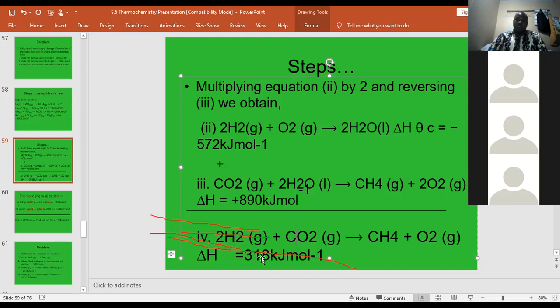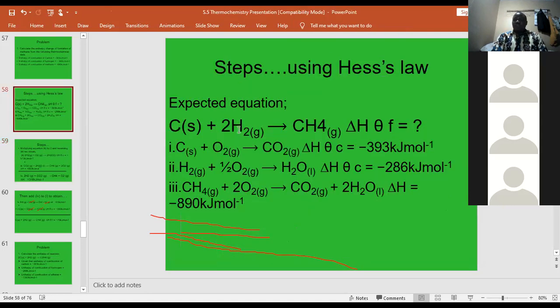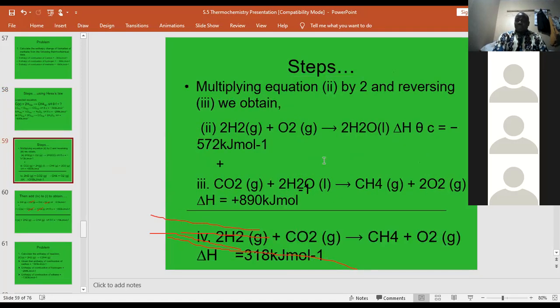Yes, sir. Okay. So I'm saying, because from the original equation we need 2 moles of hydrogen, and yet in equation 2 we have only 1 mole of hydrogen. So we multiply this one by 2, then we reverse equation 3 because we want methane on the same side as the one we have in the expected equation. Then we add the 2, and we get what we have got here. So that now brings us to equation 4.